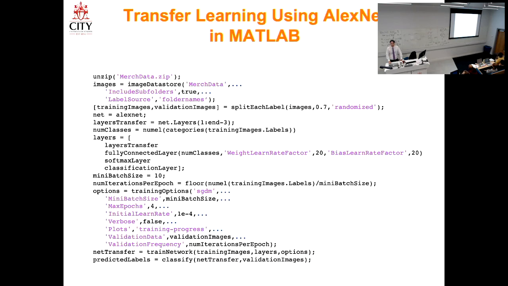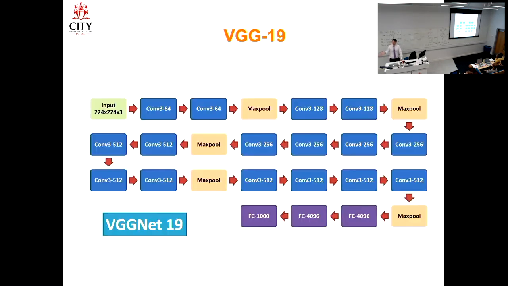So, is AlexNet the best thing in the world? No, it was for a while, but people kept coming up with different architectures. One of those architectures is VGG19.